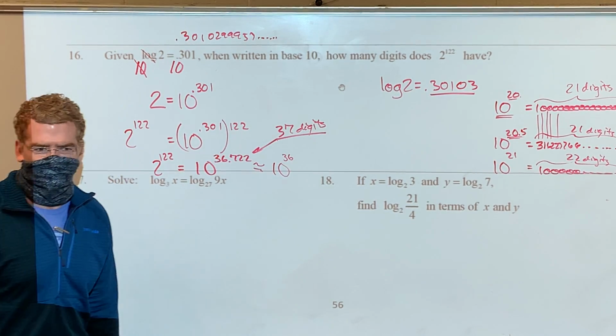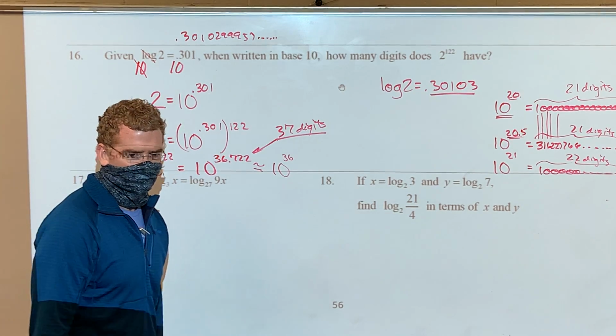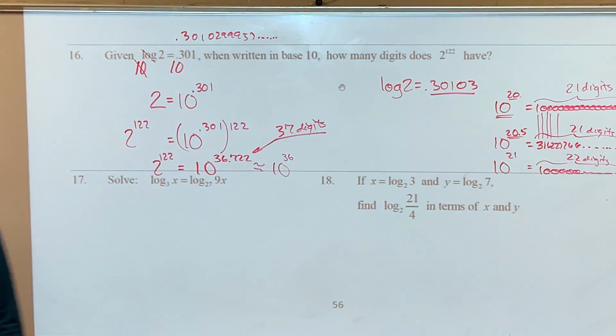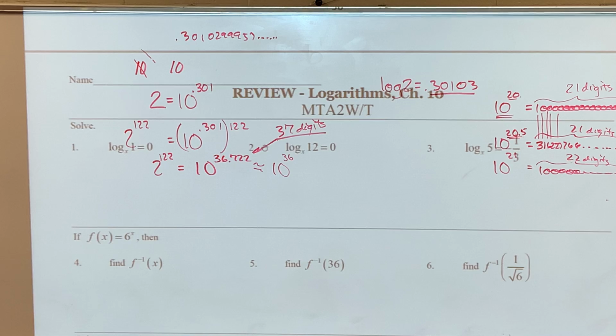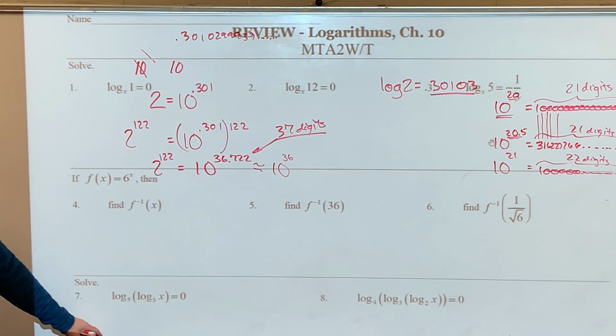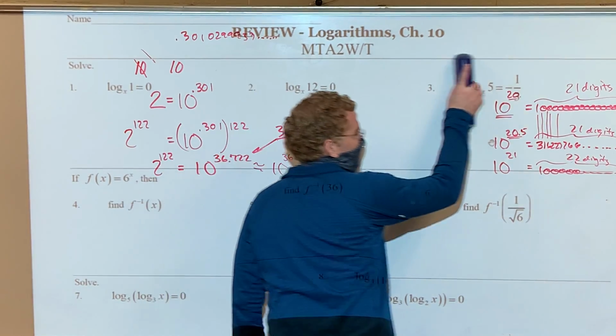What else you got? On the review? This? All right, so you're solving for x. What's in your way?